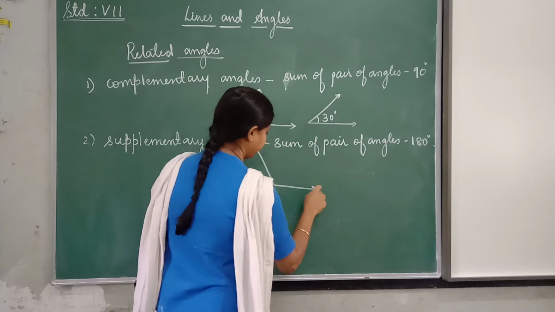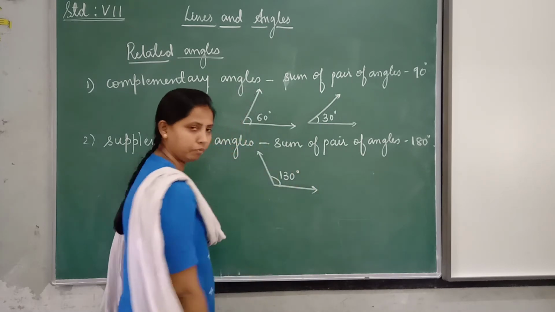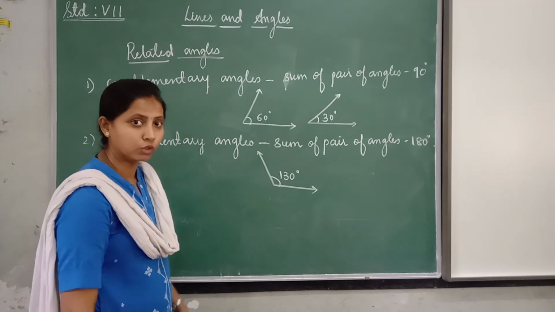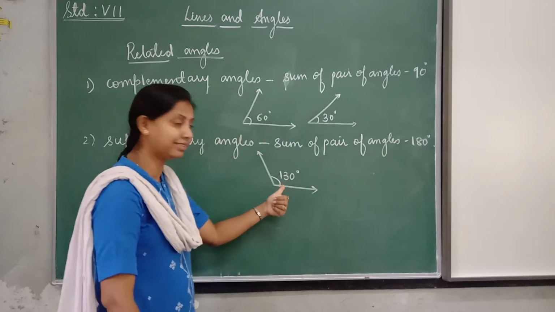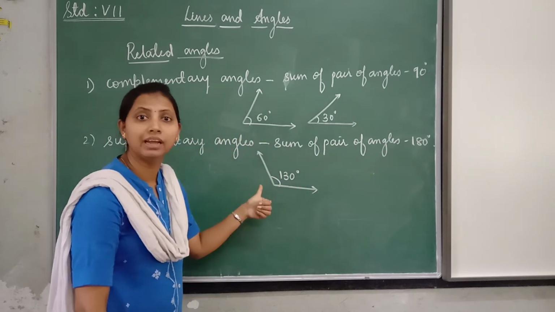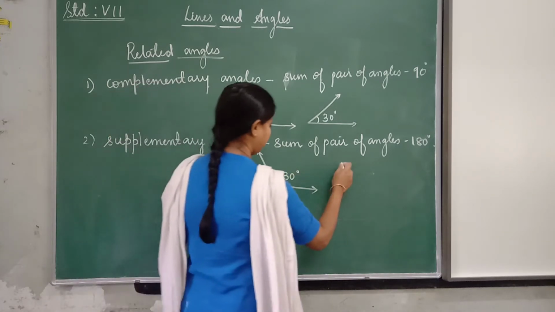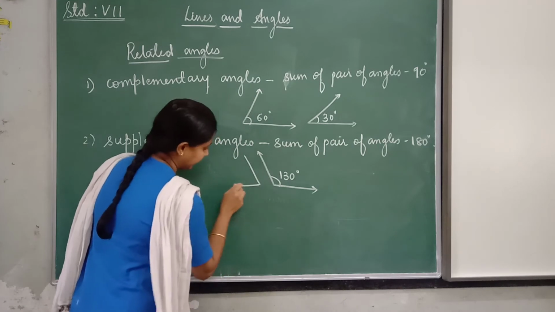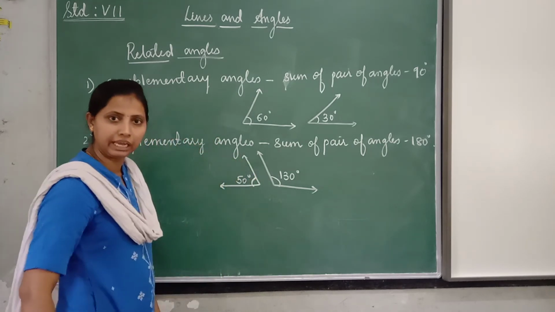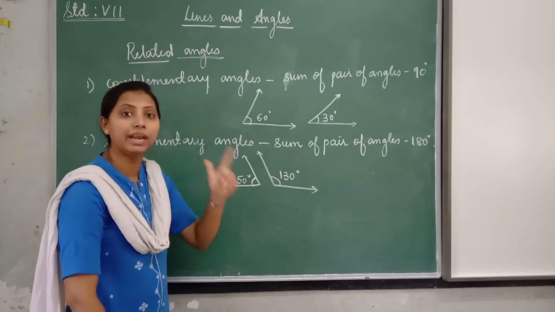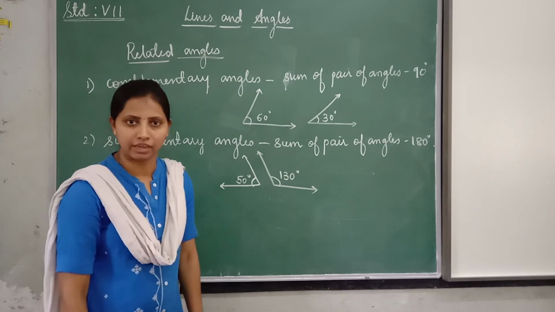Now for example, I will draw here one angle measuring 130 degrees. Okay, this angle measures 130 degrees. So what will be its supplementary angle, children? The sum should be 180. One angle is 130, so the other angle will be 180 minus 130, which is 50 degrees. The sum of these two will give you 180 degrees, so this pair of angles is said to be supplementary angles.